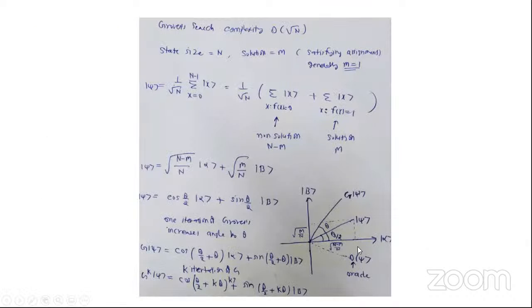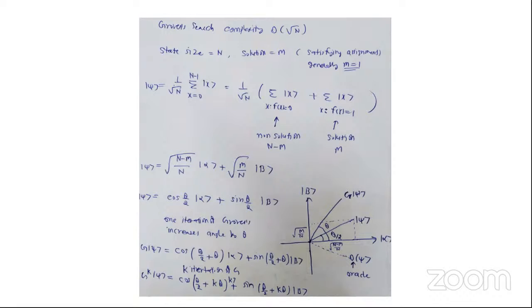Now, basically the total size is n, and let's suppose m is the number of solutions. Generally the solution state is 1, so m is 1. One is our solution state and the others are non-solution. In the first step, I told you we are writing the state in terms of non-desired and desired states. What we are doing here is deriving the complexity expression, which is basically pi by 4 square root of n.